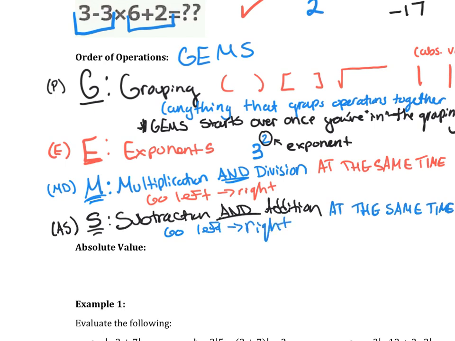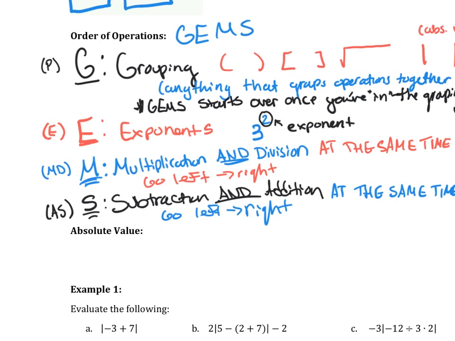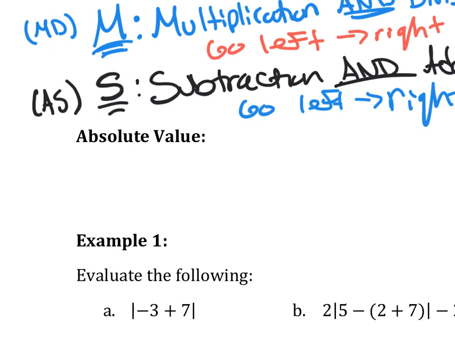Okay, so we'll come back and practice some of these order of operations in a minute, but first I want to touch on a couple things that we brought up when we were going through the gems. So first is absolute value. Absolute value looks like two vertical lines.